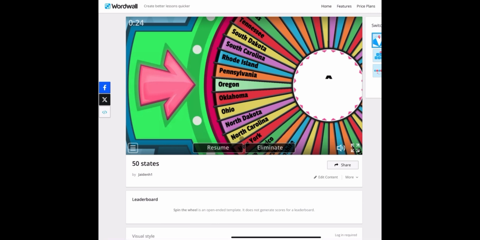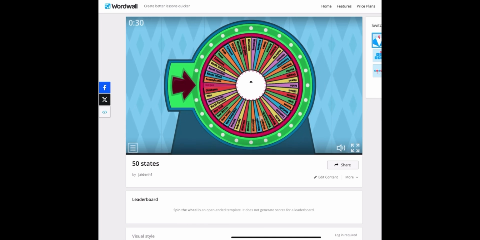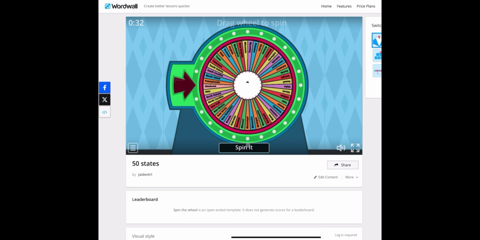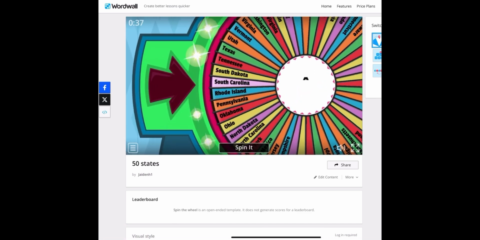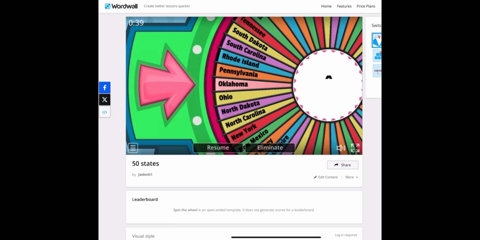Alright, the second state that we are going to be drawing from memory is, let's eliminate Oregon first. Let's spin the wheel. Oklahoma. Alright, that actually might be pretty easy.